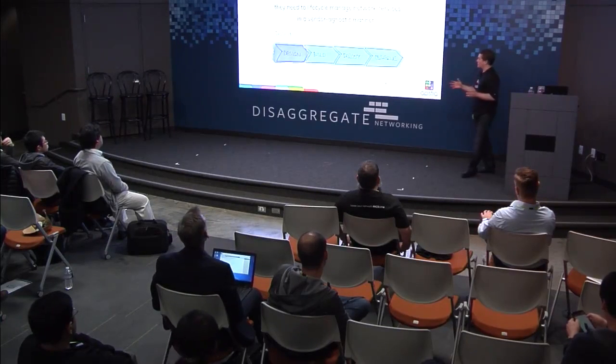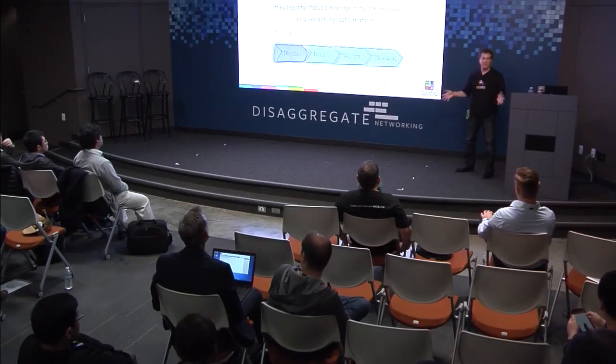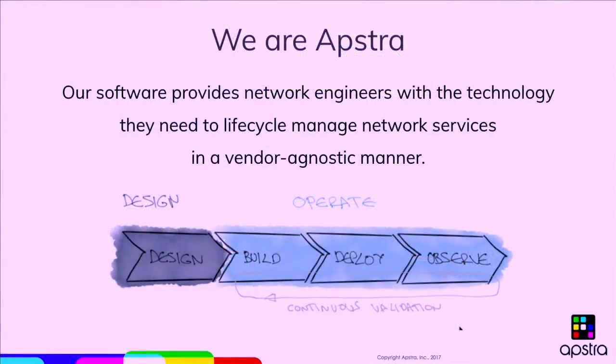So we're Apstra. We build software for network engineers, right? This is software built for the network engineering community that allows them to lifecycle manage network services in a vendor agnostic manner. And what we mean by that really is vendor inclusive.